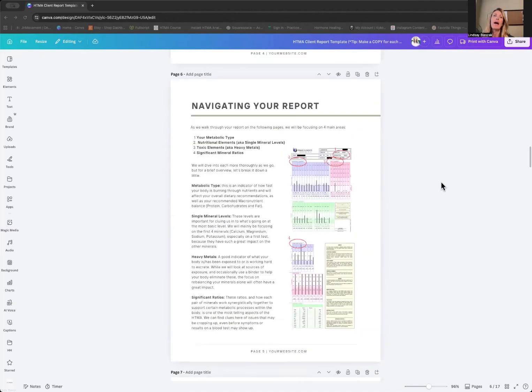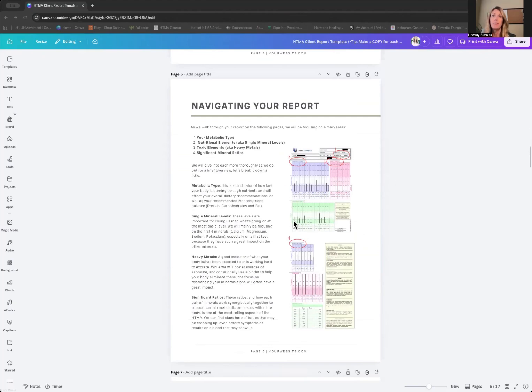I like to break down the report a little bit so it doesn't feel so overwhelming for them. Again, just to orient them somewhat in the beginning, so they're not looking at it thinking, where did this part come from? So at least they have the big picture of what we're looking at.